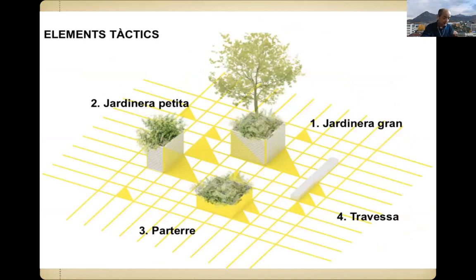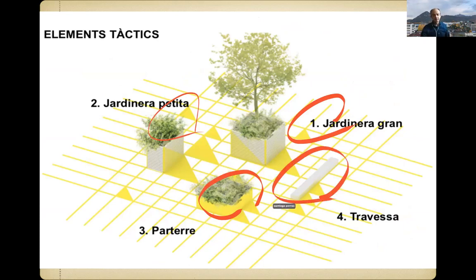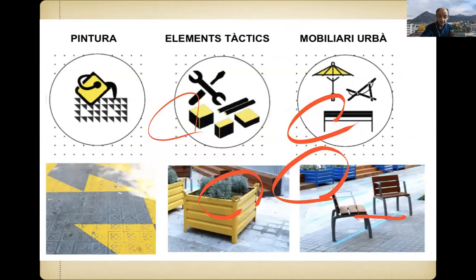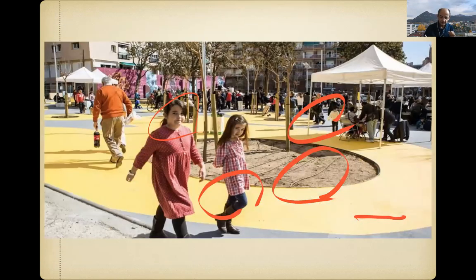So there are elements used. Again, to explain the elements, you have a big planter, small planters, on-land planters, and just small elements, like a traversa, which is a small block. So it can be for sitting, for playing, for just separating spaces, right? And with this, you create those spaces which, if they are successful, the moment people taste them and use them, usually they work very well. And then they become permanent very easily.